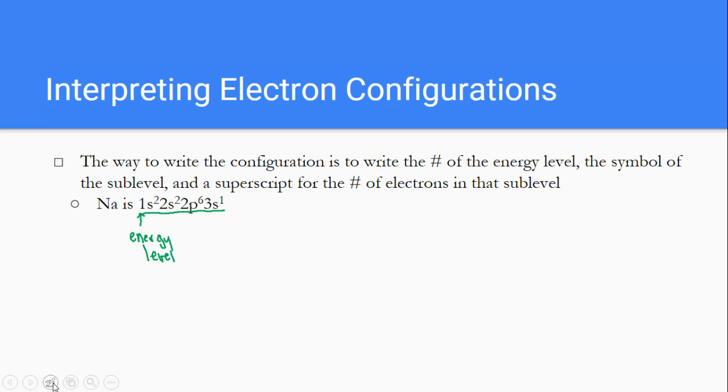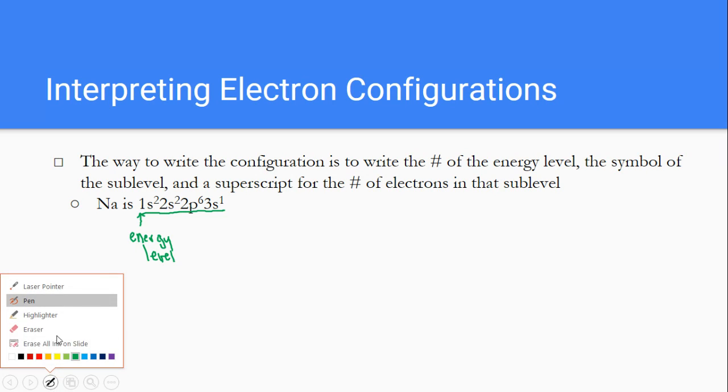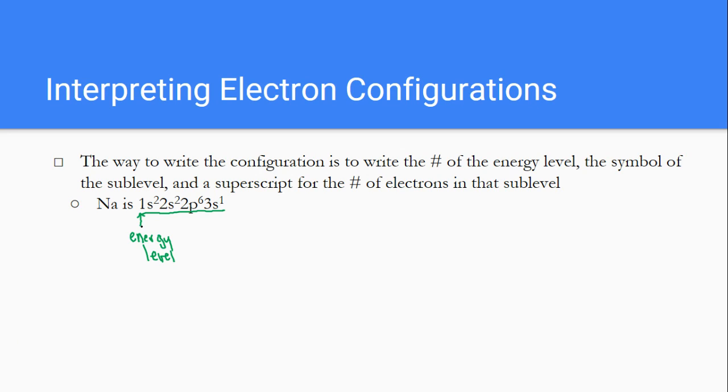Sometimes this doesn't want to let me change colors. I have this problem in class. I'm not sure what it is. The letters right there tell us which sublevel. And then last but not least, eventually I'll give up switching colors. Last but not least, these little numbers, the superscript numbers, tell us the number of electrons.